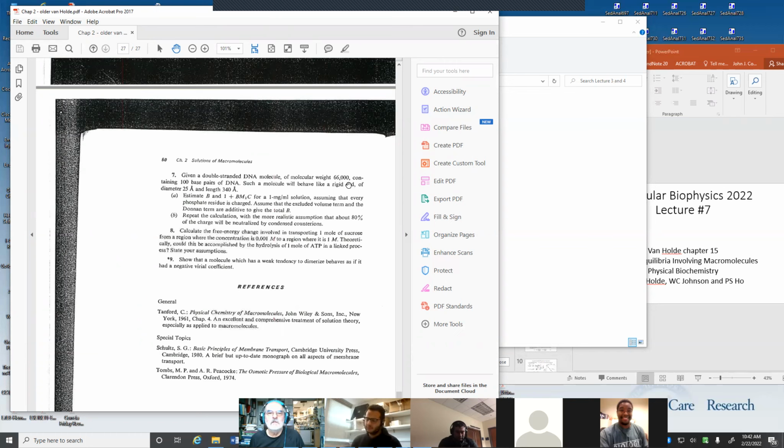Okay. Double-stranded DNA, molecular weight, 100 base pairs. Behaves like a rigid rod. It gives you dimensions, length and diameter. They want you to estimate B for a 1 mg per mil solution, assuming every phosphate residue is charged. Okay, and they want you to assume an excluded volume term and the Donnan term to get a total B. Okay, repeat the calculation with a more realistic assumption that 80% of the charge will be neutralized by condensed counterion.